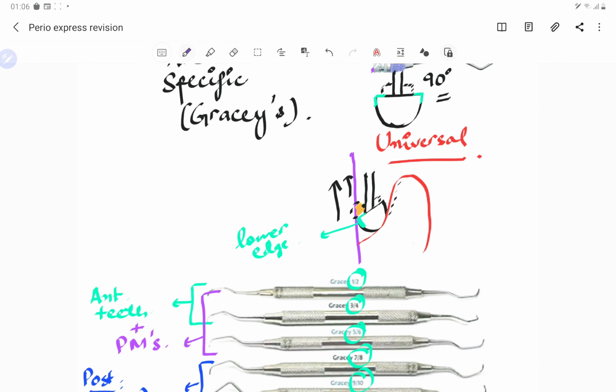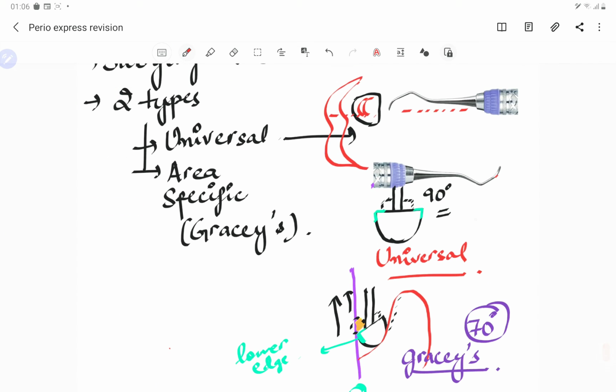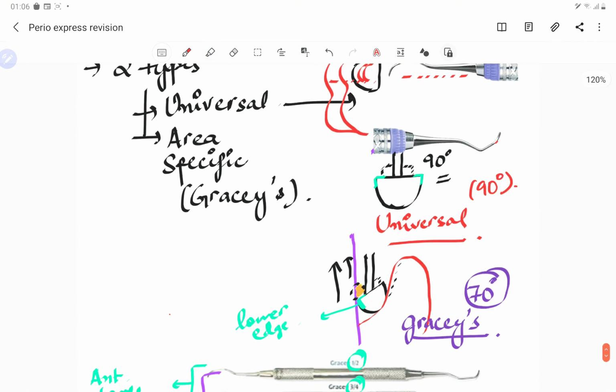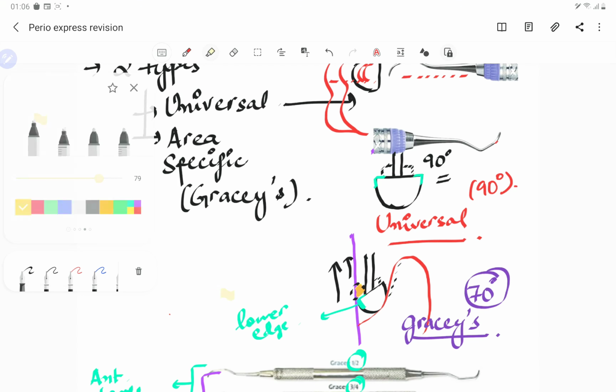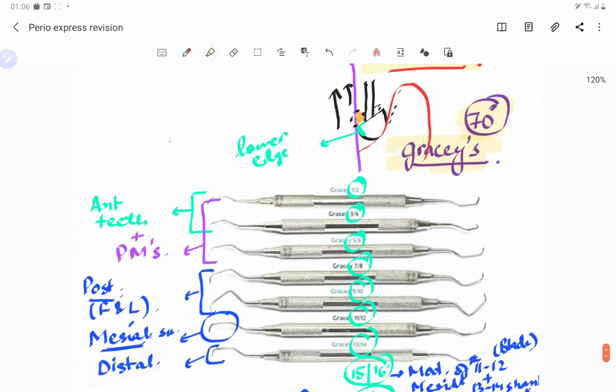So this is the Gracey curette. The angle is 70 degrees for this. For the universal, we have got an angle of 90 degrees. This is the difference between both of them. So you have to remember that universal has a 90 degree angle, Gracey has a 70 degree angle, and again you have to remember the numbering, and especially the mesial.